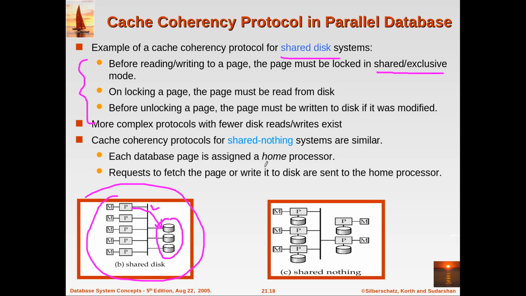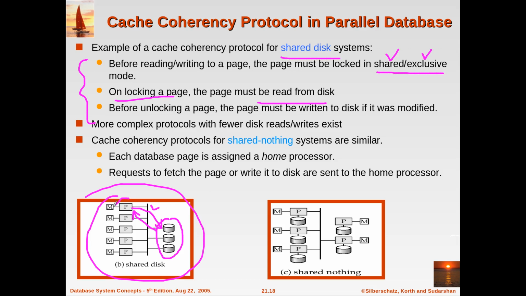Shared is normally used for reading purposes. We are using a shared lock. So if any one processor is reading data, other processors can also read it. But if it is an exclusive lock, only that particular processor can access that data. Other processors cannot access the exclusively locked data. So if it is a read, we need a shared lock. If we are using a write operation, we need exclusive locking. Now on locking a page, the page must be read from the disk. So after doing that locking operation, the page can be taken into that particular processor.